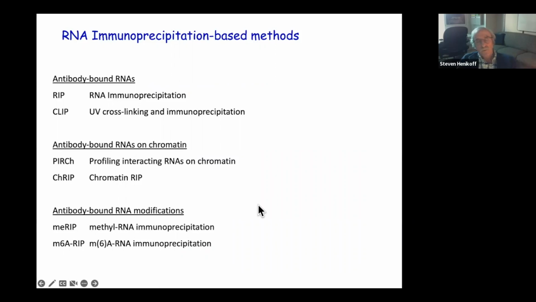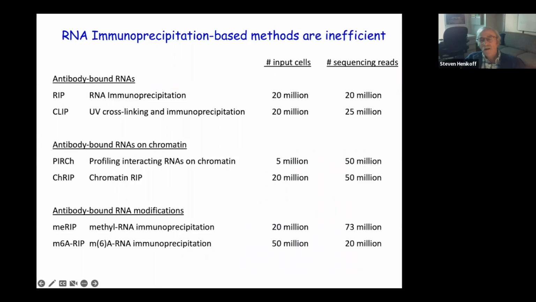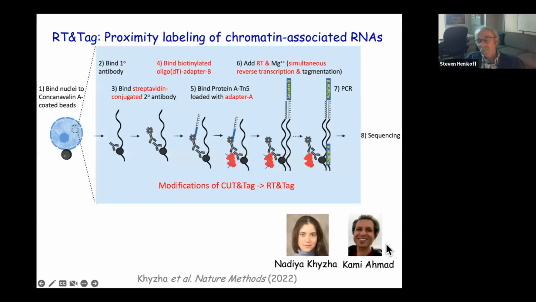And the problem is that you really need a lot of material here. You need a lot of cells, and you have to sequence pretty deeply in order to do this. And we wondered, well, maybe we could find a CUT&Tag solution for getting better efficiency for this particular process. This is work of Nadia Kaza, postdoc in the lab, together with Kami Ahmad, my collaborator at the Fred Hutch. And this is just the CUT&Tag workflow, but applied to proximity labeling of chromatin-associated RNAs.